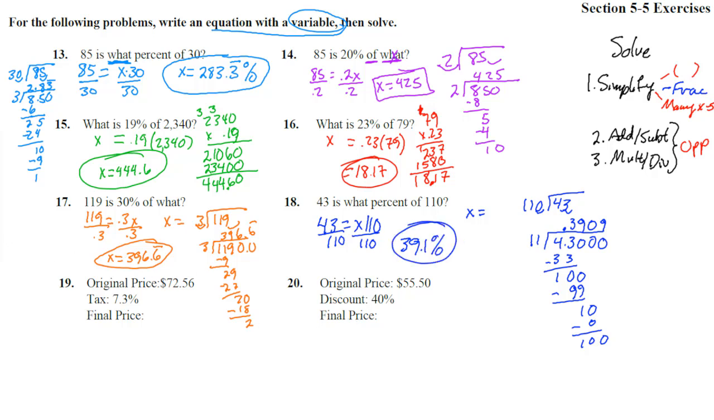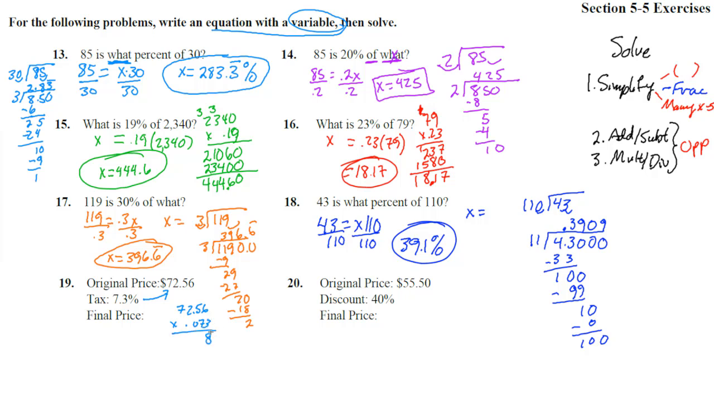Excellent. Number 19. Now here we have the original price, which is 72.56, and we have the tax, which is 7.3%. So we're going to take in that tax, 7.3% of that amount. Let's times that out. 72.56 times 0.073.